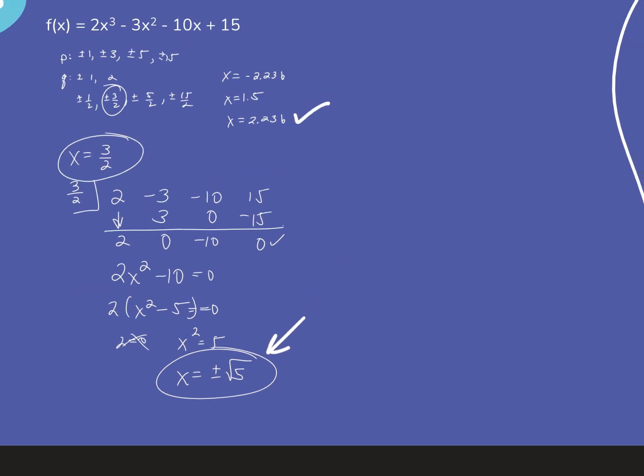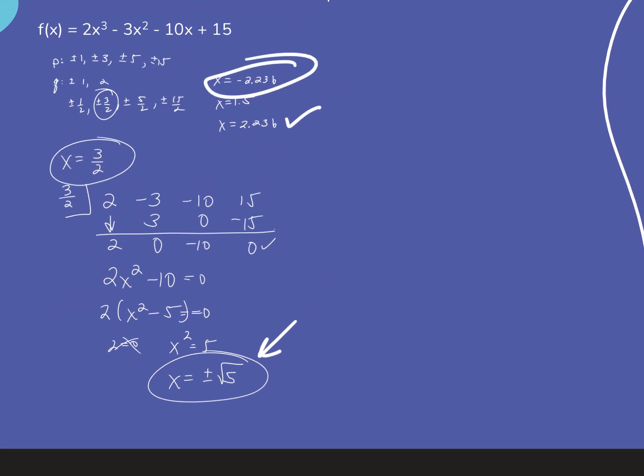You cannot give decimal answers. What you're going to do is use the calculator and your trace button to find one of your zeros using your possibilities that you list from P over Q, and then you use synthetic division to find the other ones. But you can always check because you have your calculators. I check to see that the square root of 5 is indeed plus or minus 2.236.